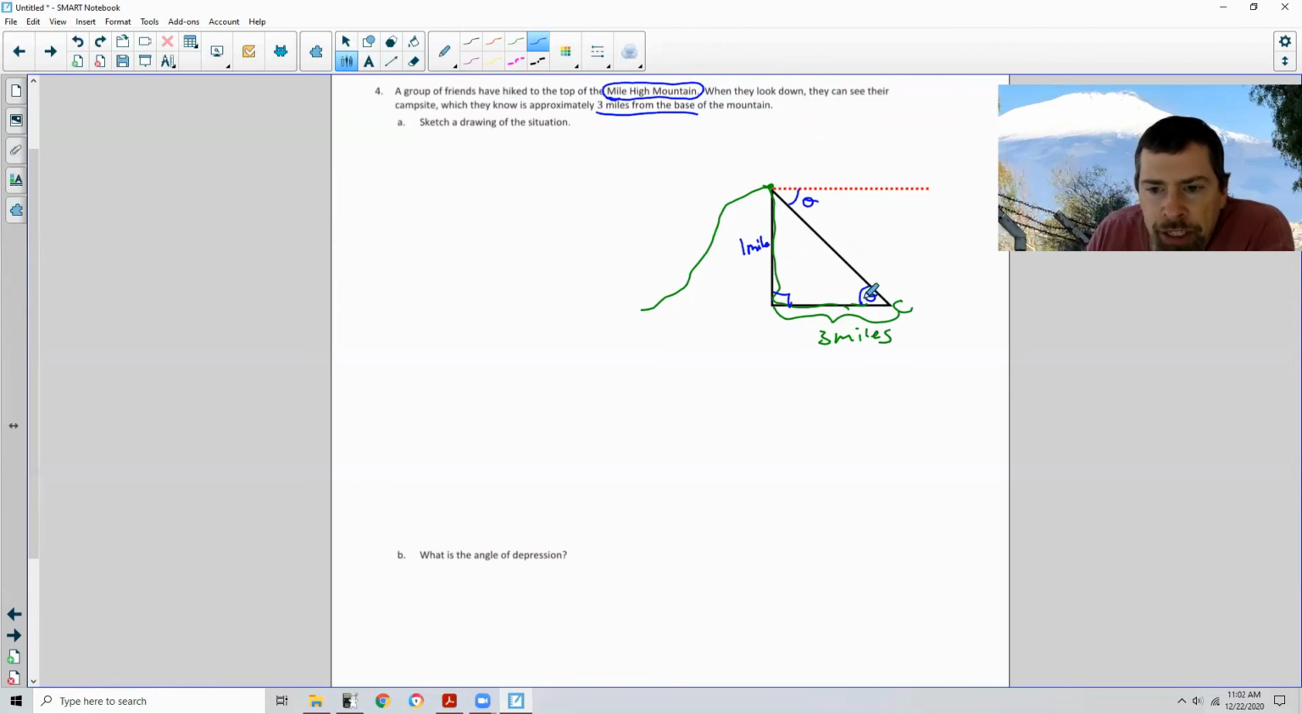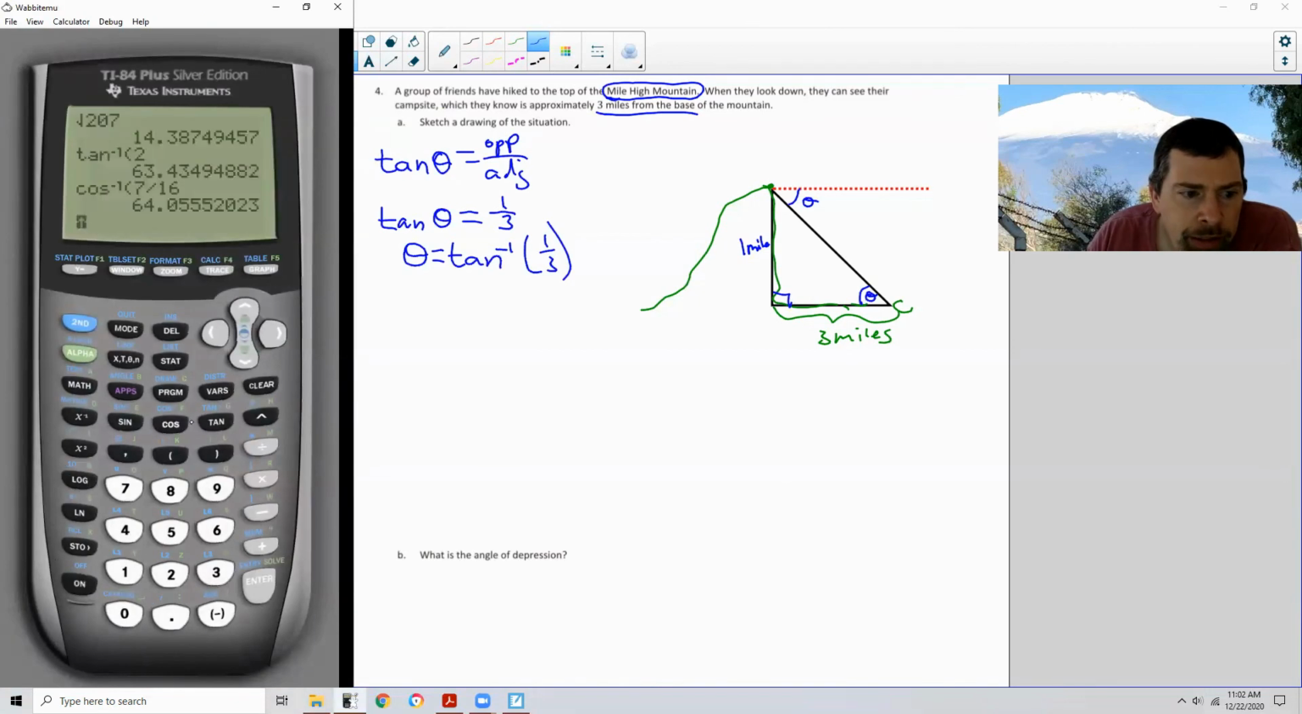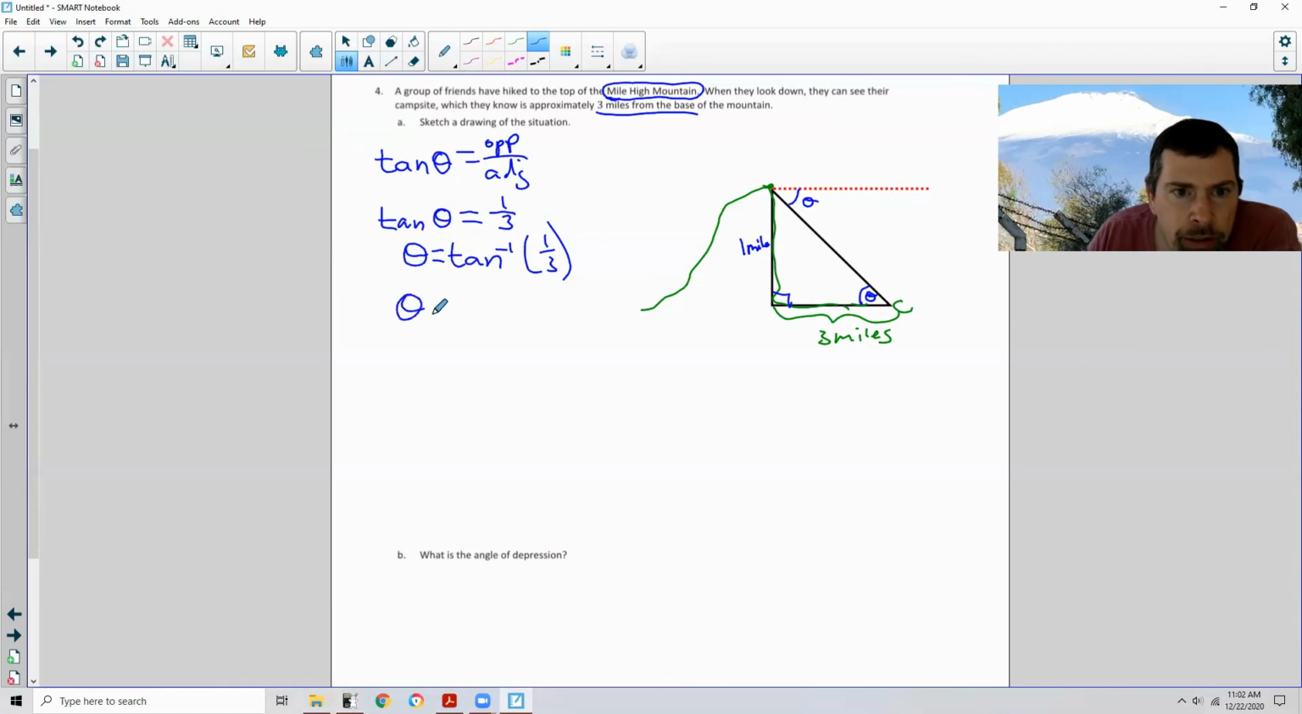So the angle of depression is equal to the alternate interior angle down here. So that's opposite over adjacent, which is tan. So the tangent of our angle equals opposite over adjacent. So the tangent of the angle theta equals 1 over 3. So theta is going to equal the tangent inverse of 1/3. I get my calculator out, turn it on, second tan 1 divide 3. Enter. And I get 18.43. So theta is approximately 18 degrees.